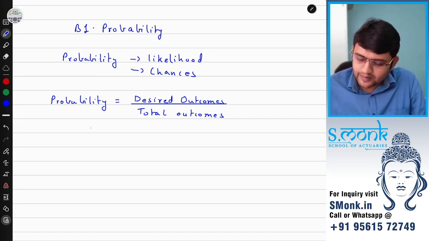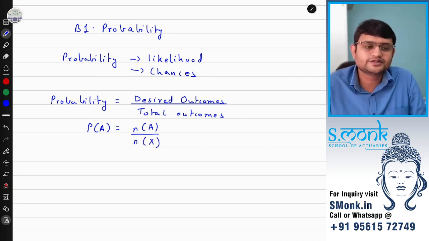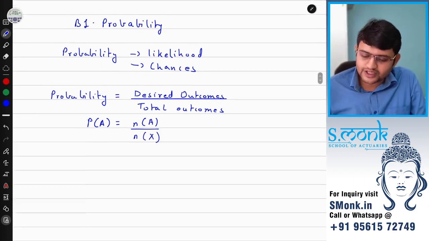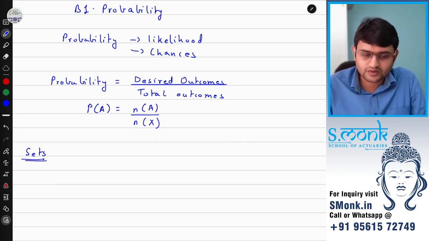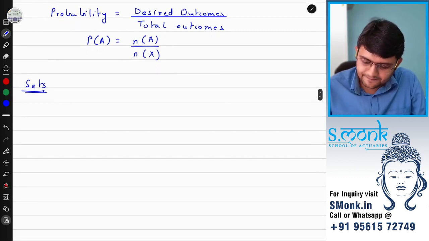Now in probabilities, we can write it in terms of sets. Okay, so we say the probability of A can be written as the number of elements in A upon the number of elements in our universal set. So we'll go through sets quickly. I hope everybody has studied sets. So we'll go through sets very quickly.